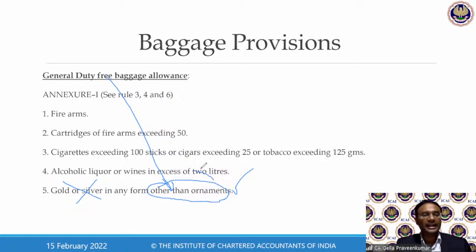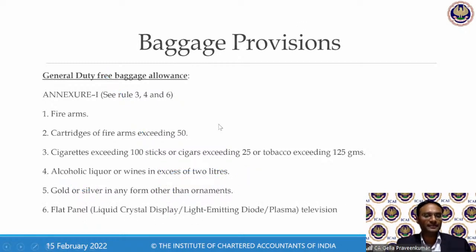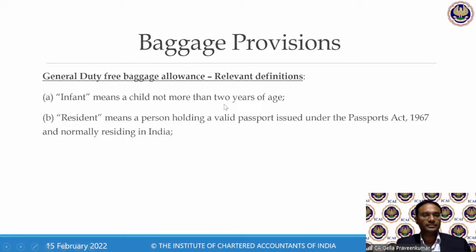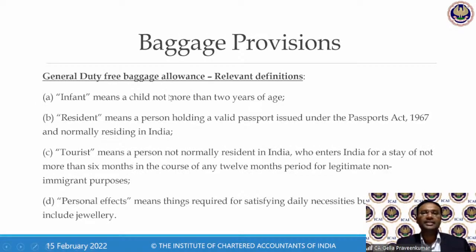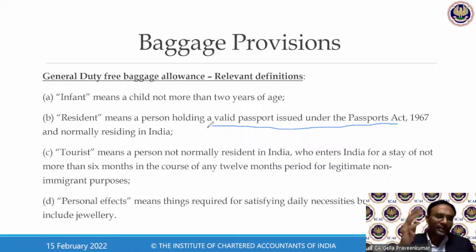And when I say ornaments, I need to have a bill saying that these ornaments have been purchased in that particular nation. Flat panel, that is your TV. Flat TV, it is again not allowed. Now, in relation to your baggage, they have given few definitions. Who is a resident? Resident means a person who is holding a valid passport issued under Passport Act 1967. Sir, I happen to be a citizen of India. I visit from Kerala to Singapore. When I come back, will I be called as a resident? If you have a passport issued under Indian laws, you will be called as a resident.